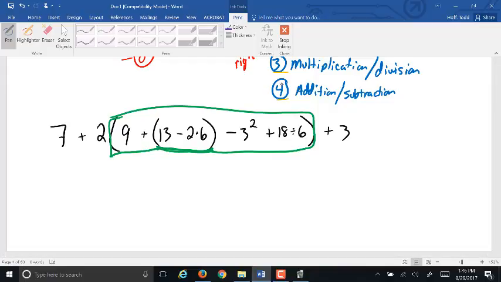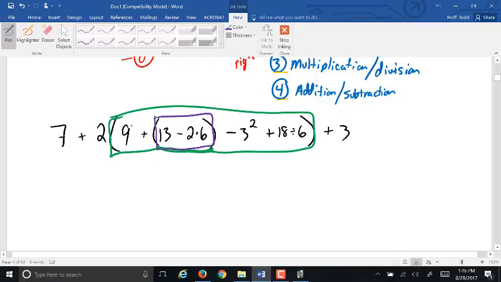So are there any other enclosing symbols inside that? Yes, there's another set of parentheses. So we move inside there. So now let's look inside the purple box. Inside there, are there any other enclosing symbols? No. Are there any exponents? No. Multiplication or division? Yes, there is.